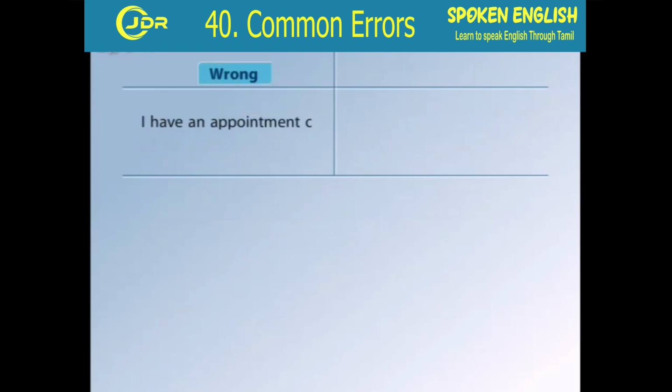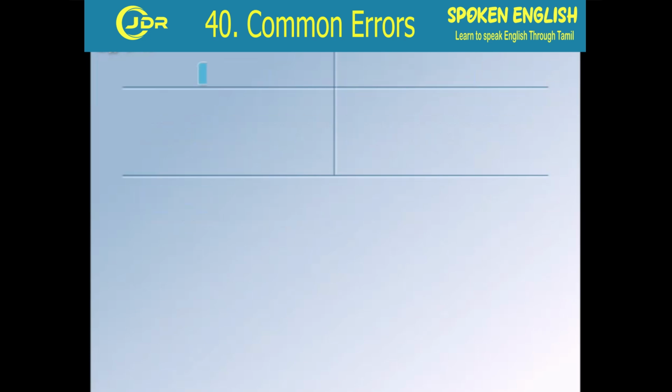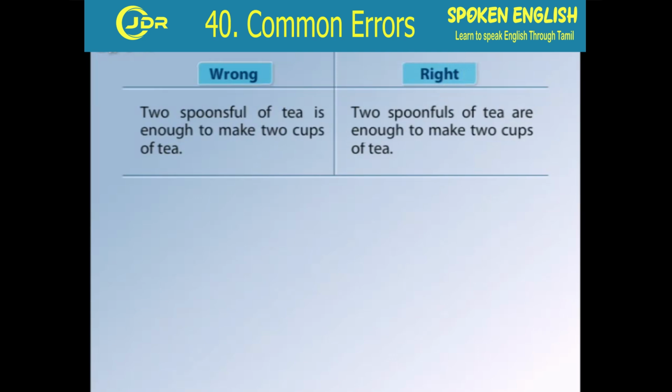Wrong. I have an appointment on the 5 of June. Right. I have an appointment on the 5th of June. Reason: 5 is a number, 5th is a date. Wrong. 2 spoonsful of tea is enough to make 2 cups of tea. Right. 2 spoonfuls of tea are enough to make 2 cups of tea. Reason: 2, so plural, spoonfuls.